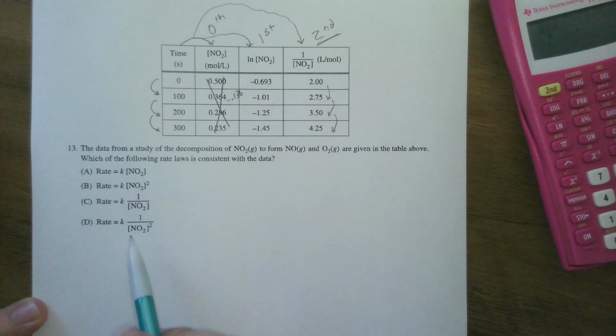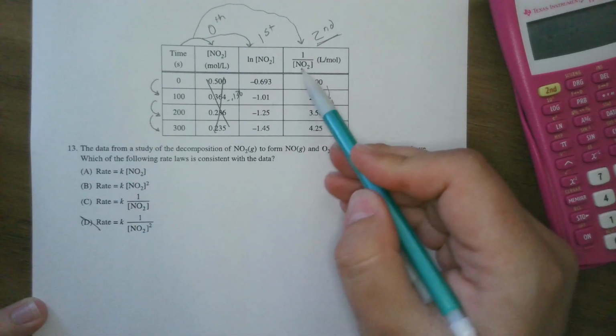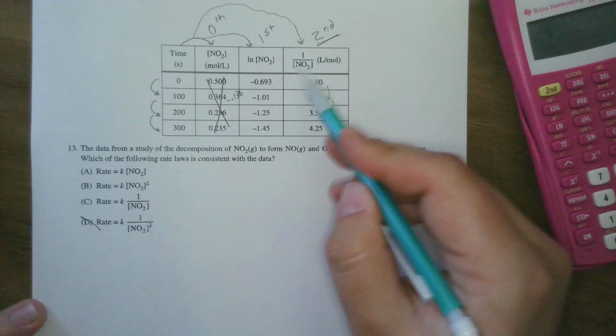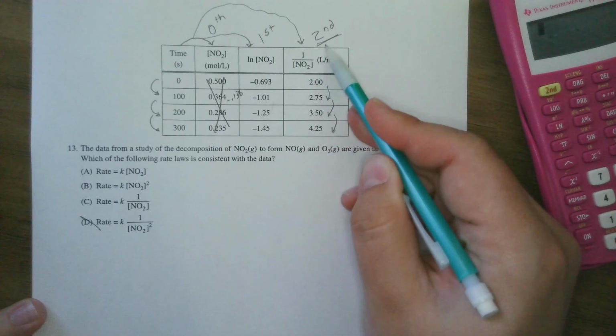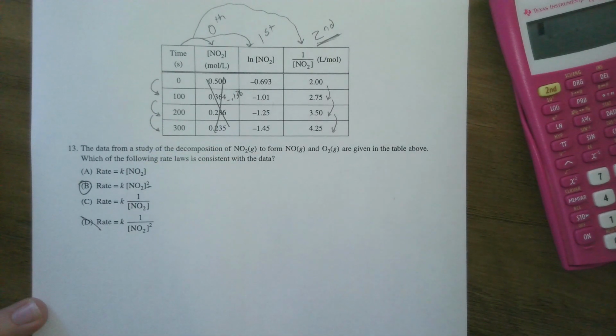They're trying to get you with answer choice D. It's not answer choice D, because that would make sense. This is just telling you it's a 2nd order reaction; it doesn't tell you that this is the rate law. 2nd order. B is the answer.